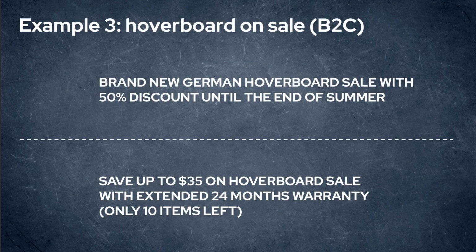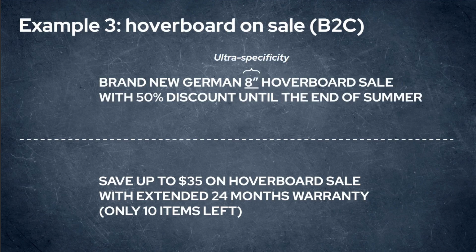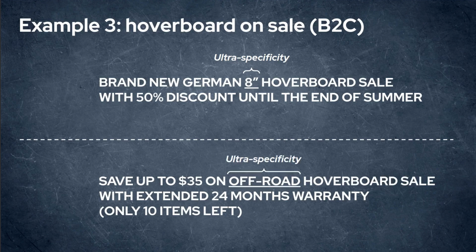In the third example, we can show ultra-specificity by specifying a particular characteristic. Brand new German 8-inch hoverboard sale with 50% discount until the end of summer. Or we can show it by specifying the type of the hoverboard. Save up to $35 on off-road hoverboard sale with extended 24 months warranty. Only 10 items left.